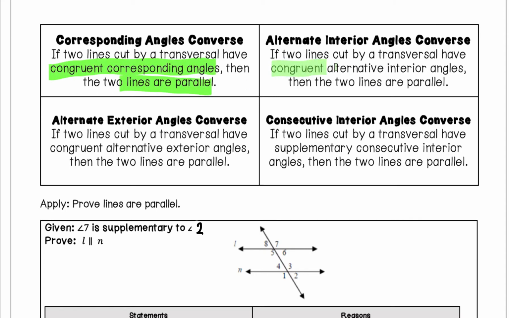If we see congruent alternate interior angles, we know the lines are parallel. Congruent alternate exterior angles, we know the lines are parallel. If the two lines have supplementary consecutive interior angles, then we know the lines are parallel. So we're just going in the reverse of what we just did on the front.